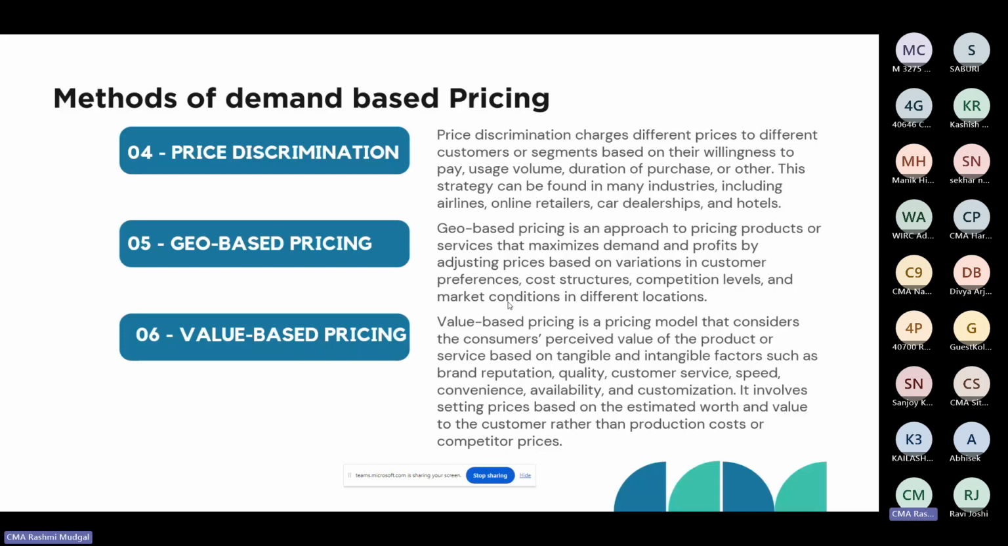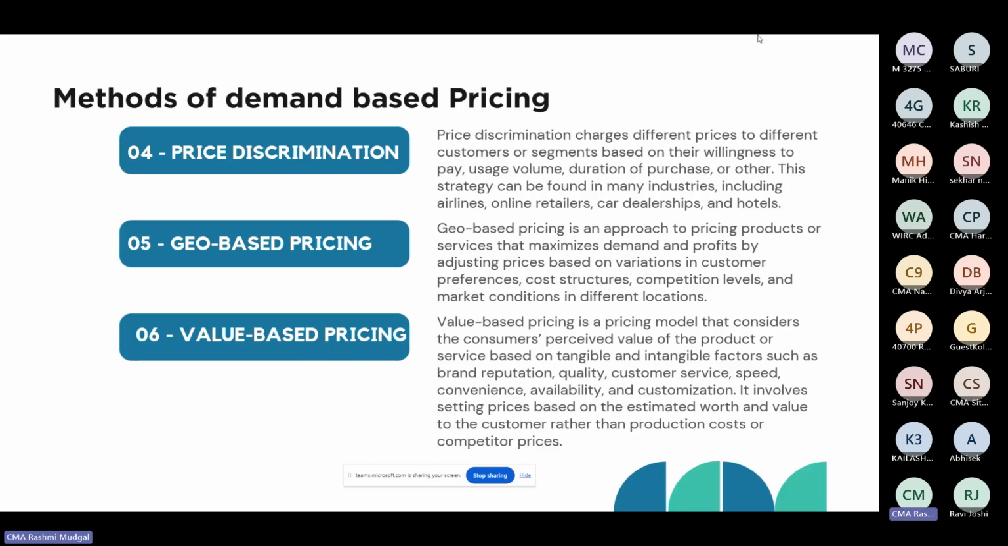So usage volume is also there. If a person is going to buy 5 kgs of a product, the vendor is going to reduce the price. Then duration of purchase: if I am buying a simple good every day from a person, he will definitely give me a small discount so that I don't change to any other vendor. Okay, this strategy can be found in many industries, including airlines, online retailers, car dealerships, and hotels.